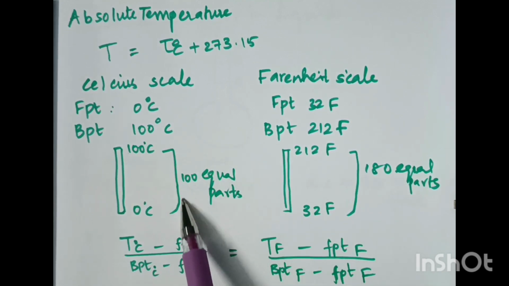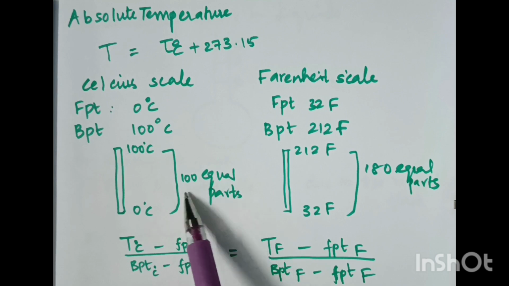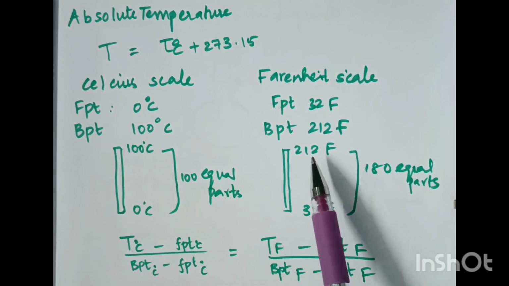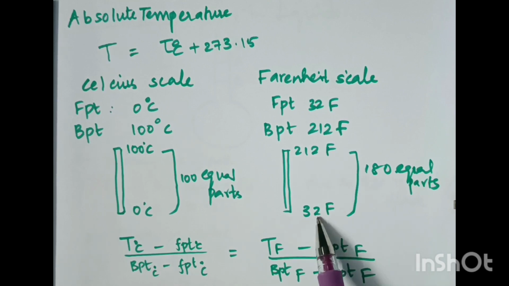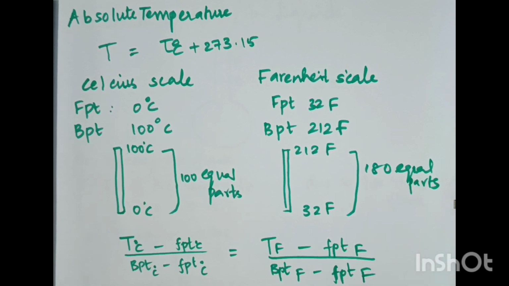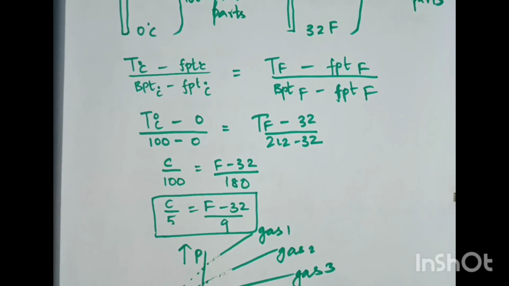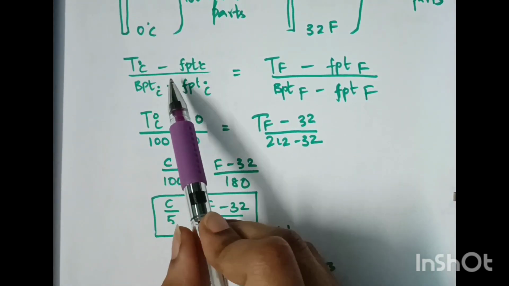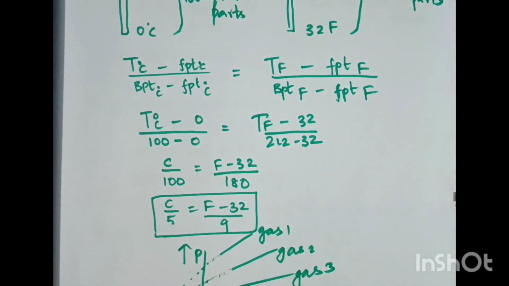So how many divisions does it have? 100 minus 0, that is 100 equal parts. So this scale is divided into 100 equal parts. Similarly, 212 minus 32 is 180. So this scale is divided into 180 equal parts. So we have to understand that. So please remember this equation. This will be useful to solve some questions also.